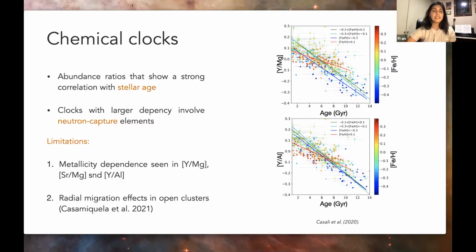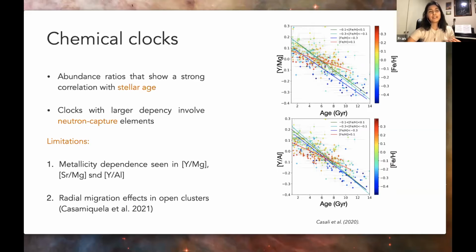Also, studies with open clusters, like the one of Laia Casamichela, found that chemical clocks might be subject to radial migration. Thus, it's not straightforward to use these relations outside the solar neighborhood.